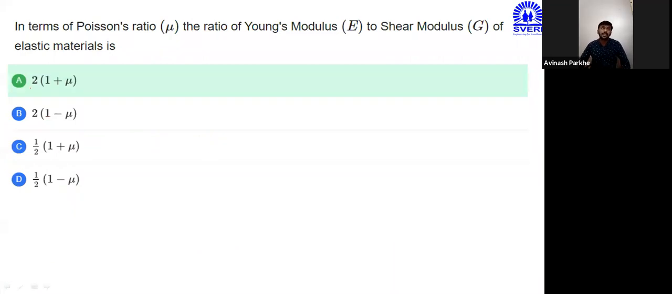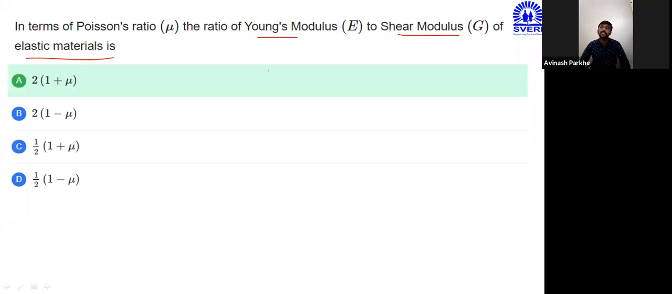In terms of Poisson's ratio mu, the ratio of Young's modulus E to shear modulus G of an elastic material is. In terms of Poisson's ratio, the ratio of Young's modulus E to shear modulus G of elastic material is. So what will be the ratio?